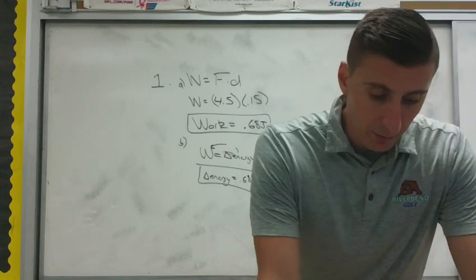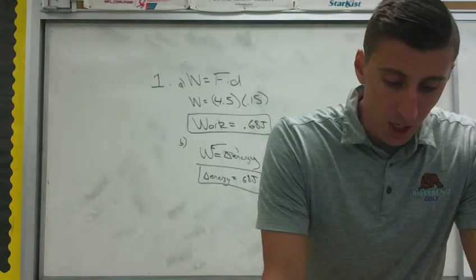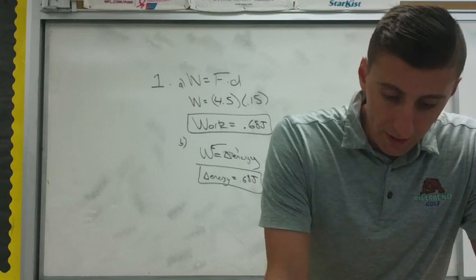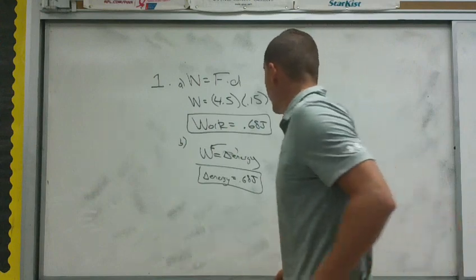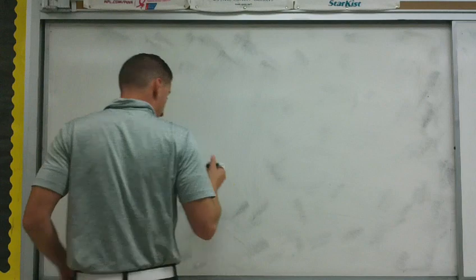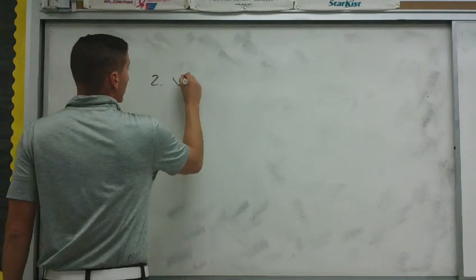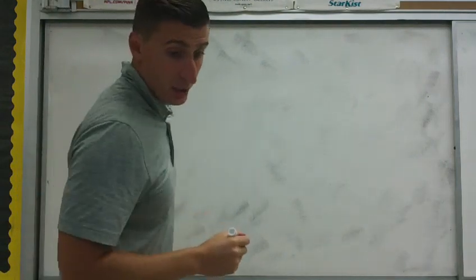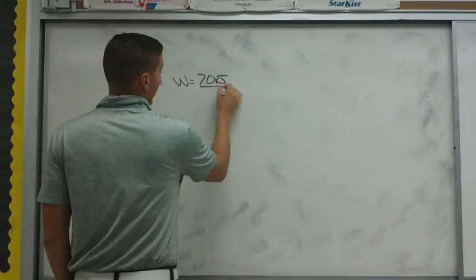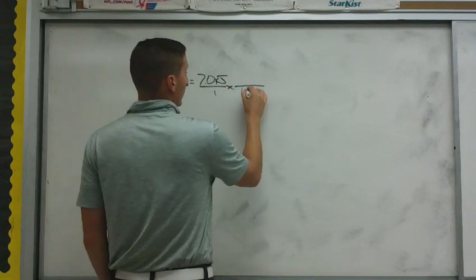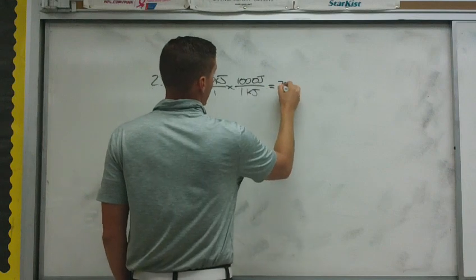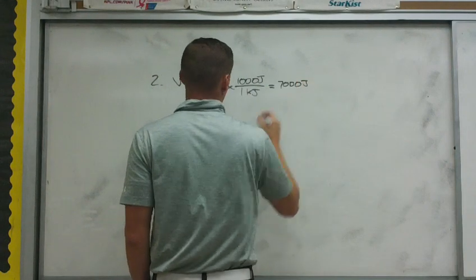Number two says a forklift raises a box 1.2 meters doing 7 kilojoules of work on it. What is the mass of the box? Okay, so let's think about that. The work done is 7.0 kilojoules. I need to convert that to regular joules. 1 kilojoule is equal to 1,000 joules, so I get 7,000 joules.